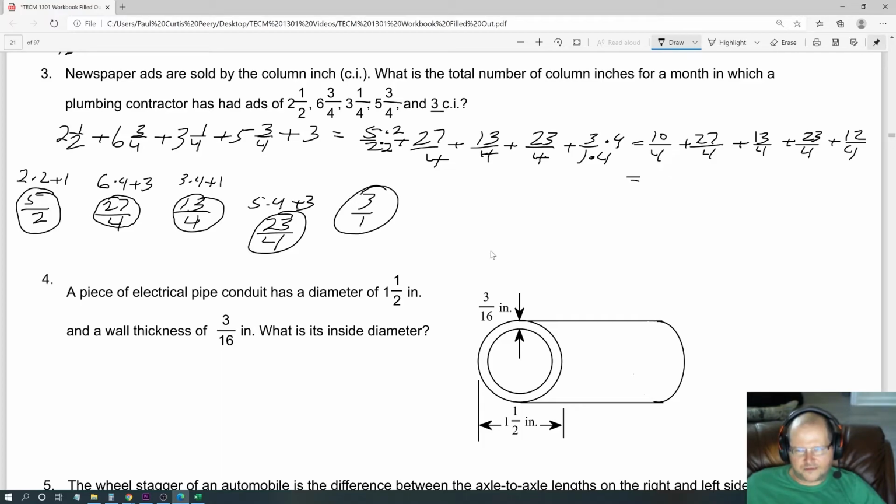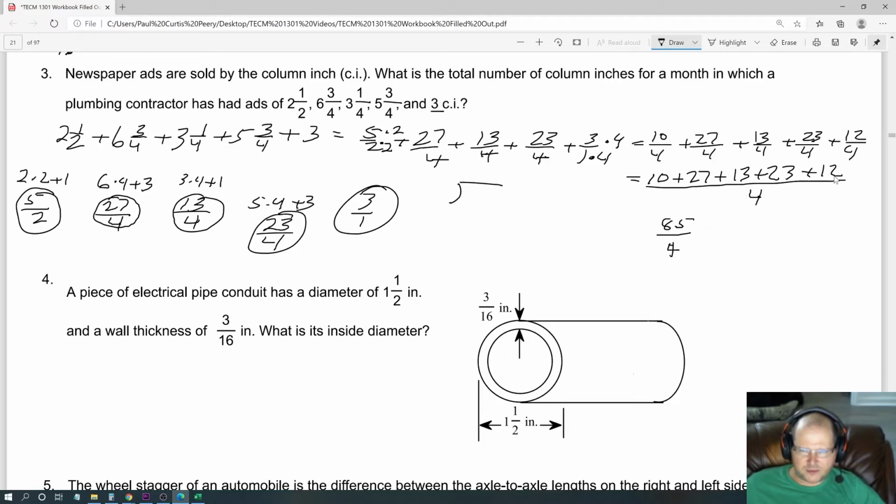So since these are all like fractions in that they have the same denominator, we add together the numerators. 10 plus 27 plus 13 plus 23 plus 12. And then we add all that together, and then we stick it right back over the 4. So 10 plus 27 is 37. 37 plus 13 is 50. 50 plus 23 is 73. 73 plus 12 is 85. And that is 85/4.